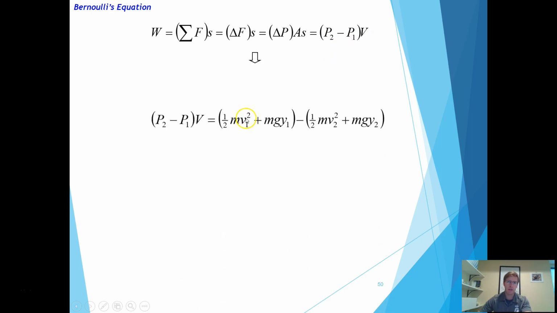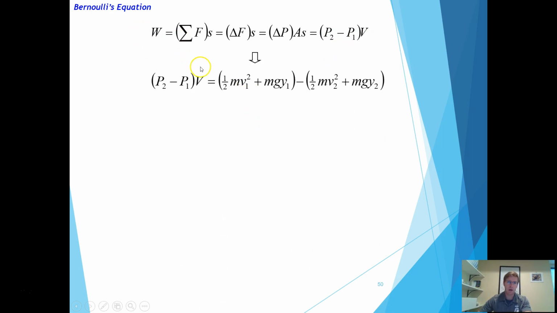And so what we find is that the net work being done on a fluid is just going to be equal to the change in pressure multiplied by the volume of water moving through your system. So we can set that equal to what we already know about energy, right? This work is going to be equal to our change in energy: the energy we start with minus the energy that we end up with. And so continuing to move on, let's get rid of this volume because we don't want to have to worry about the volume of water.